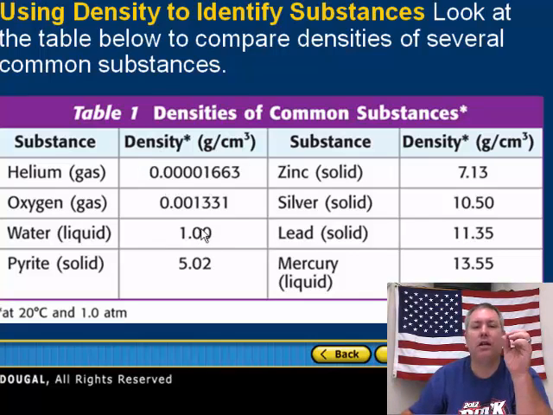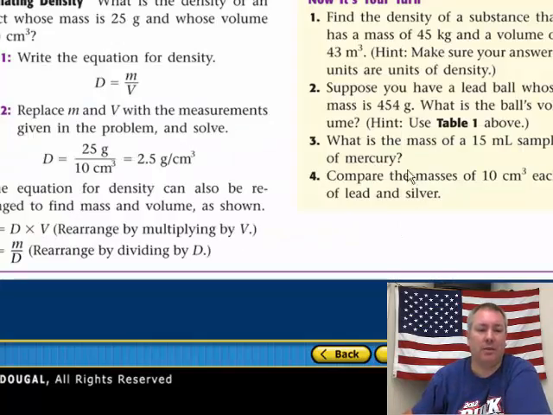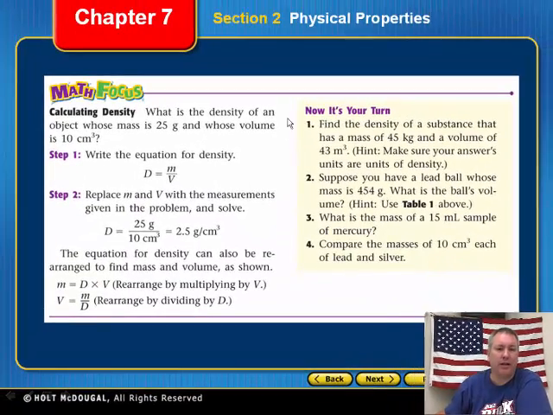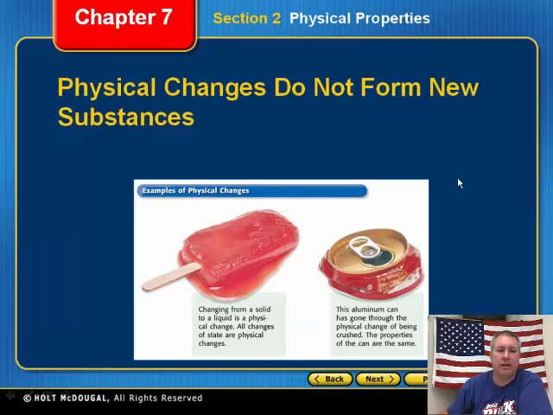If you didn't know what the liquid you were looking at was, if you didn't know that it was water, but you knew the density of water was 1.00, and they told you the density of this specific product was 1.00, that tells you then that it's water. That's the density of the water. It helps you identify that substance. Now, here's some math things right here that you guys can do to help you figure out density.